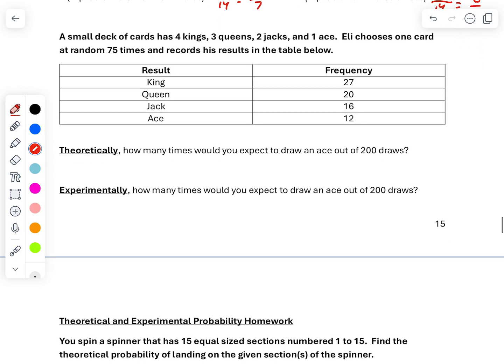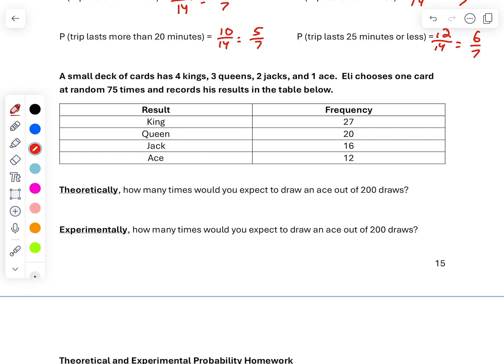Okay, and our last example here. It says a small deck of cards has 4 kings, 3 queens, 2 jacks, and 1 ace. Eli chooses one card at random 75 times and records his result in the table below. Okay, so we have our king, queen, jack, and ace on the left, and then the number of times we chose each of them on the right. And again, this adds to 75 times, as stated up there.